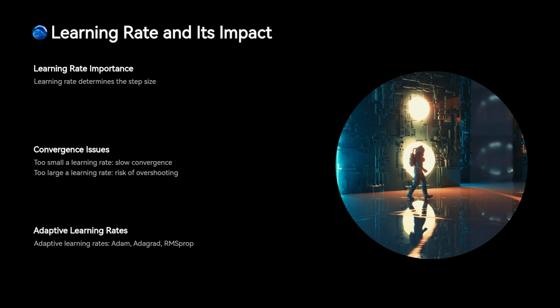On the other hand, if the learning rate is too large, the network might overshoot the optimal weights, leading to instability and poor convergence. To solve these issues, several optimization algorithms like ADAM, ADAGRAD, and RMSprop have been developed. These algorithms adapt the learning rate dynamically based on the gradients, improving the efficiency of training and preventing overshooting.